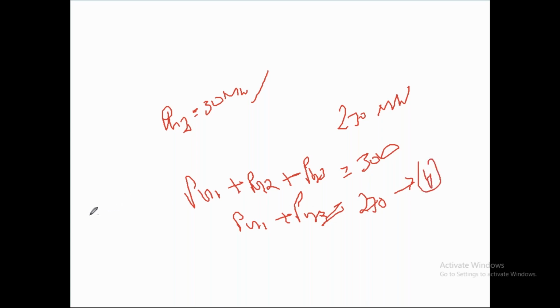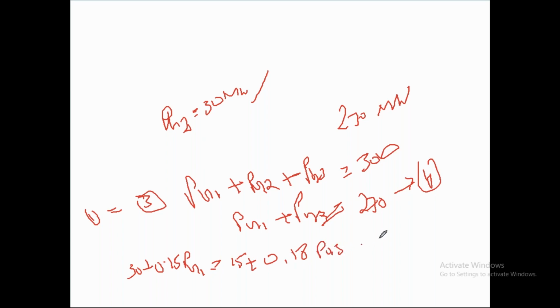Now equating equation 1 and 3. So what you will get if you equate 1 and 3? 30 plus 0.15 PG1 equals 15 plus 0.18 PG3. So let's consider this equation number 6. If you solve these two equations, then you will get PG1 and PG3.